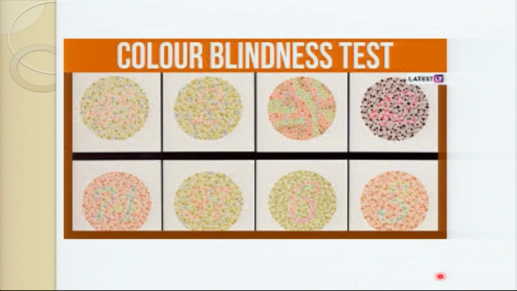Let's see color blindness. Most of the time we talk about the color blindness test. That is confusion of the colors. You see some will be affected and others will not be affected.